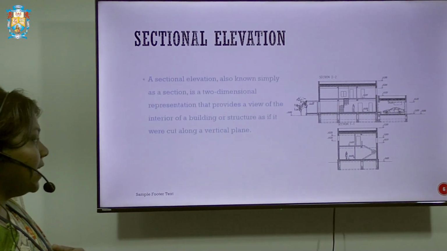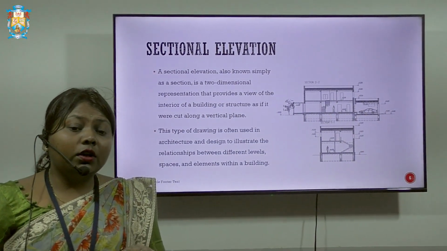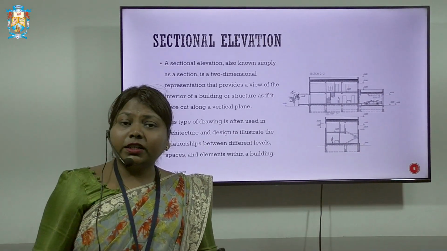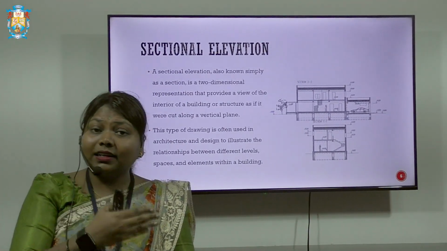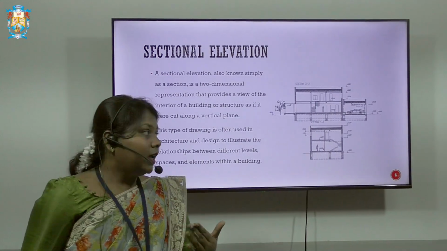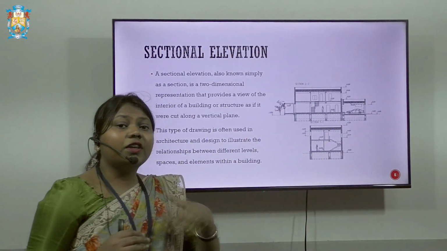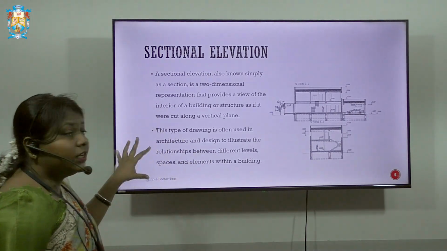Next we have sectional elevation. You already heard about elevation. Now you need to know what sectional elevation is. Elevation is the vertical plane you are going to view. Sectional elevation is where you cut that entire vertical space and view it. If there is one room, you cut the room open and view the interior spaces, what is on the interior side of the room. That is called sectional elevation.